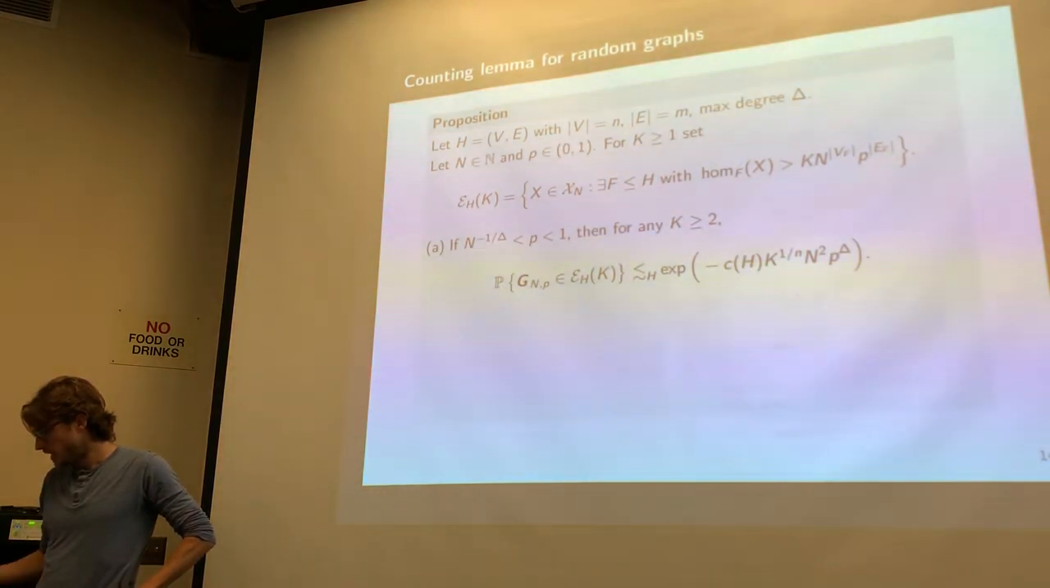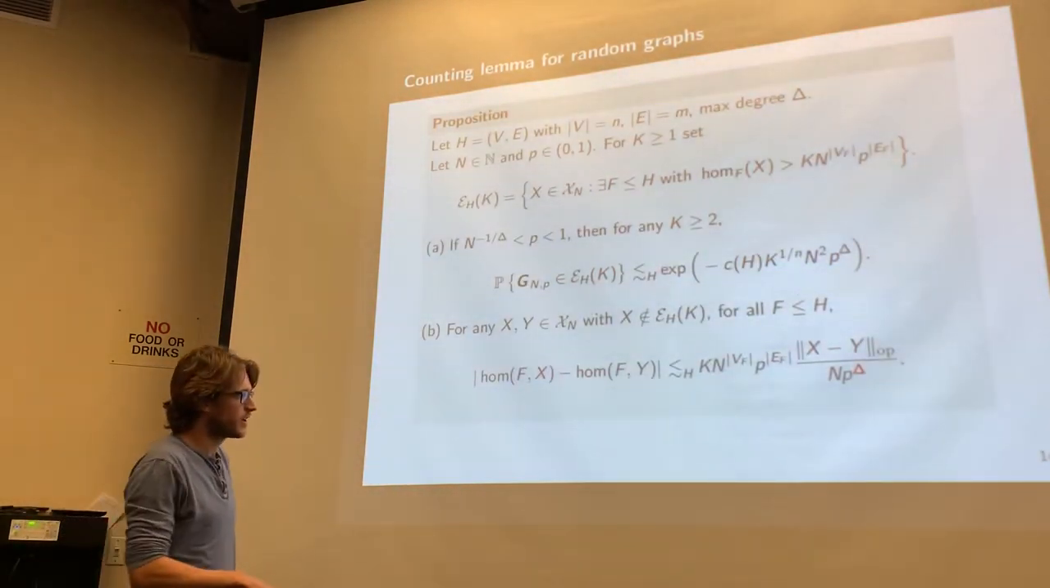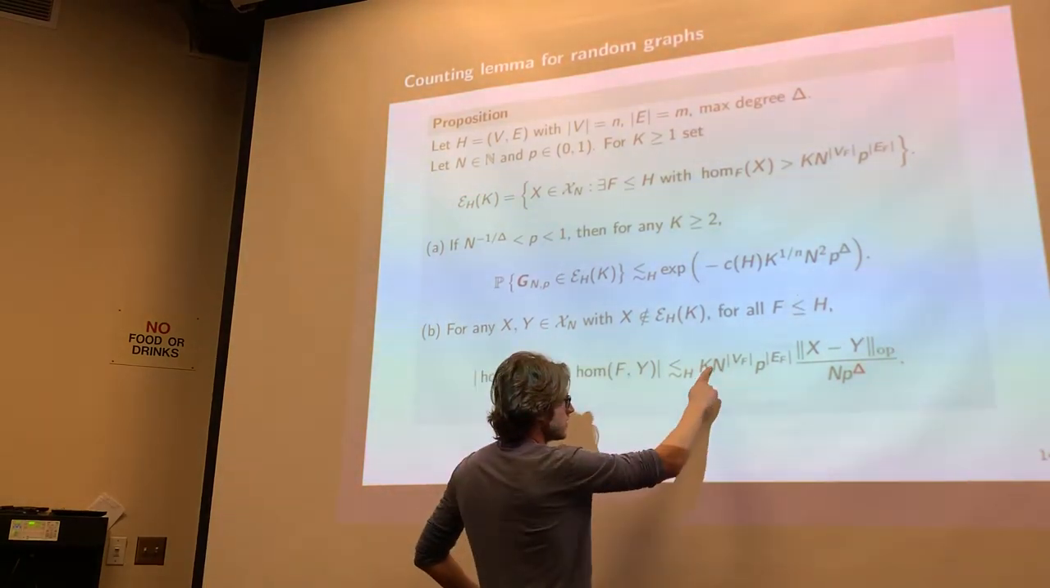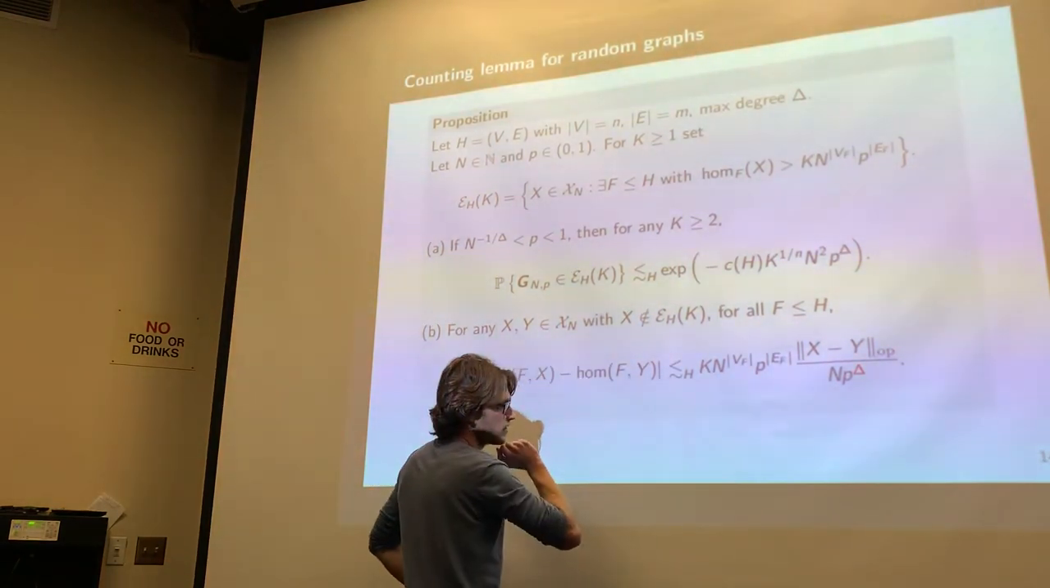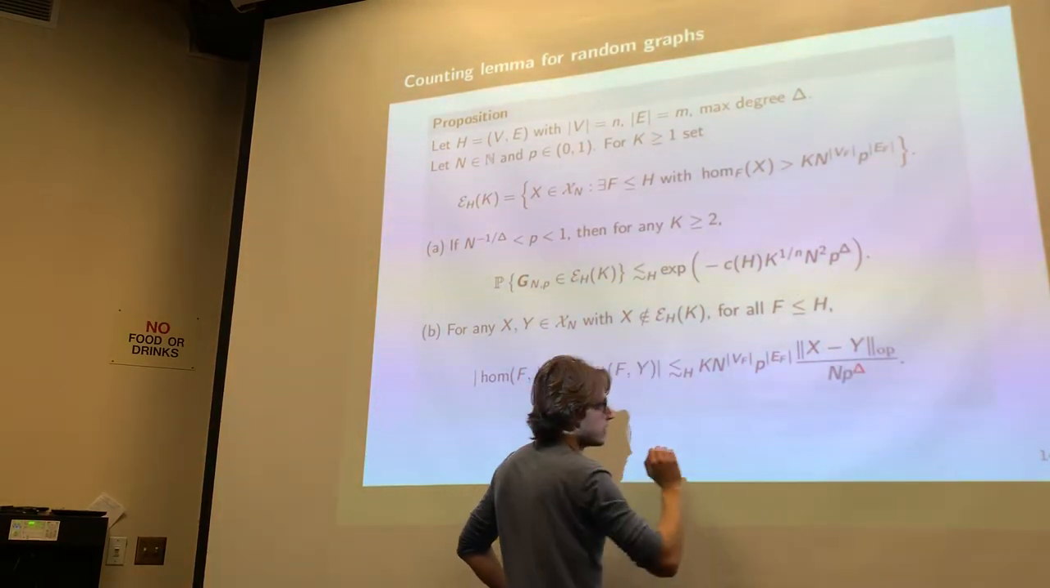Okay, and so part A just says that this bad event is small. And then we get a Lipschitz constant, again, in the operator norm. And so the key is that this is the trivial bound, and so we beat this as long as this is small compared to this.